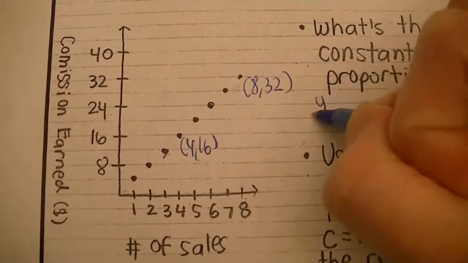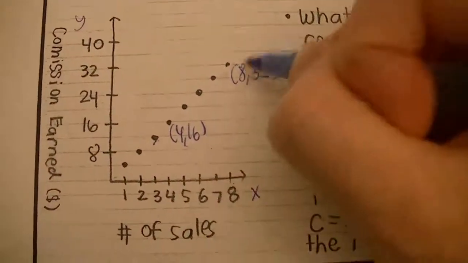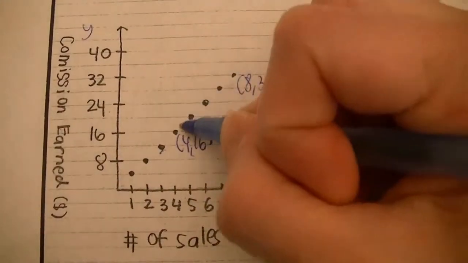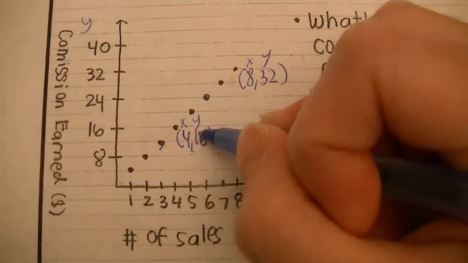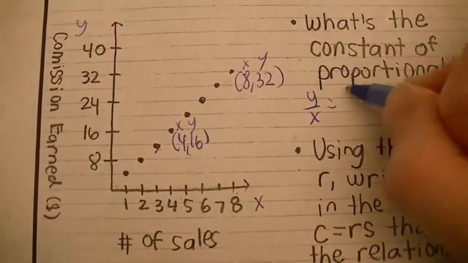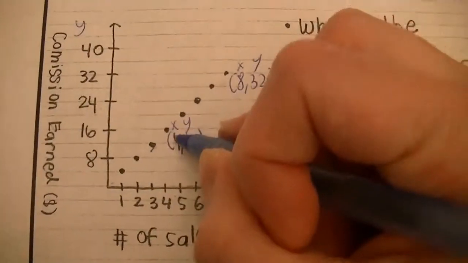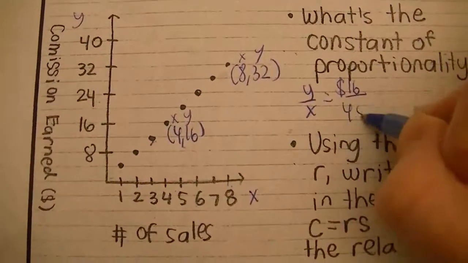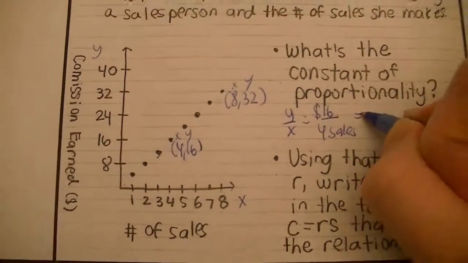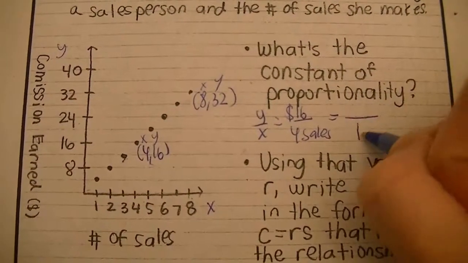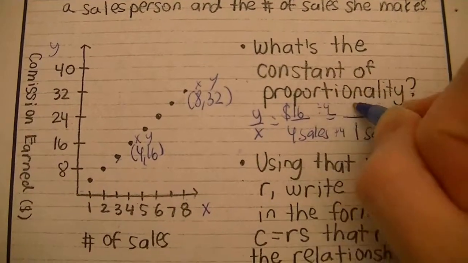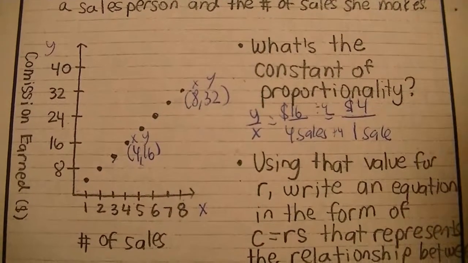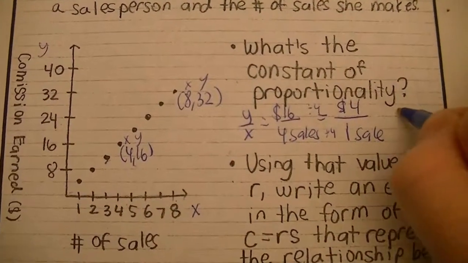So I need to go y divided by x. So this is y, this is x. And this is x, this is y, x, y. All right. So y is 16. That's $16 for 4 sales. So the unit rate that this girl makes on her commission, so for every sale, she makes $4. Okay, she makes $4 per sale.